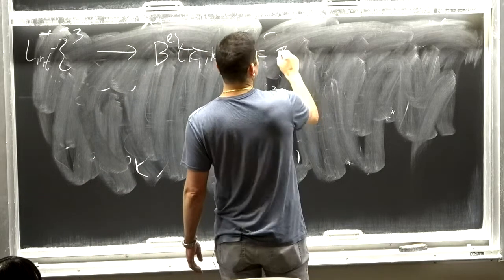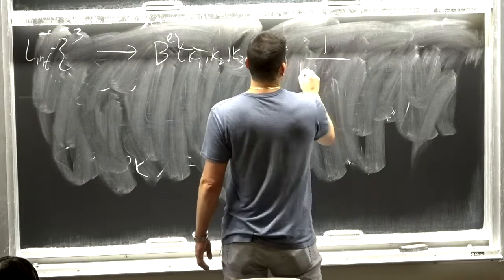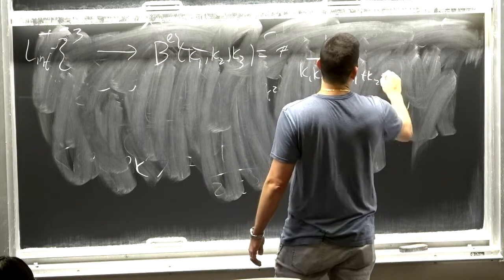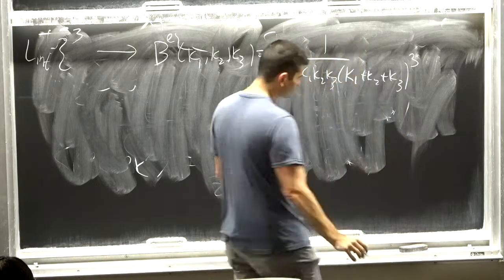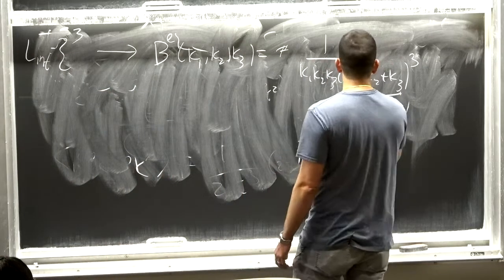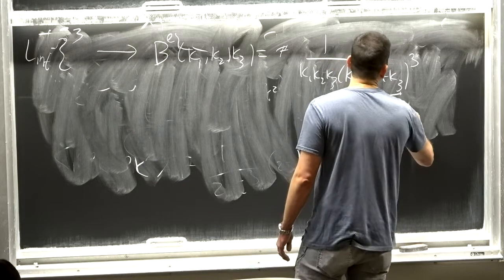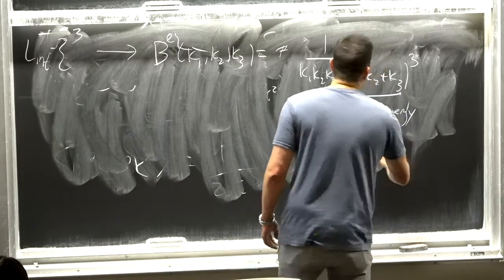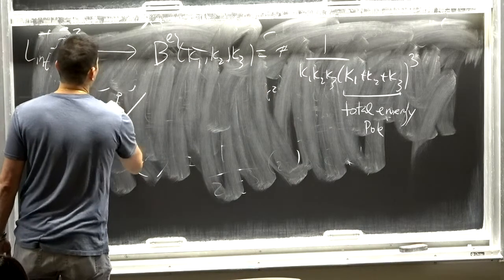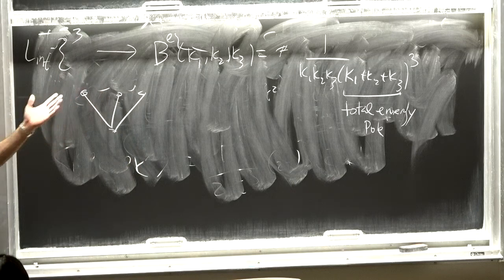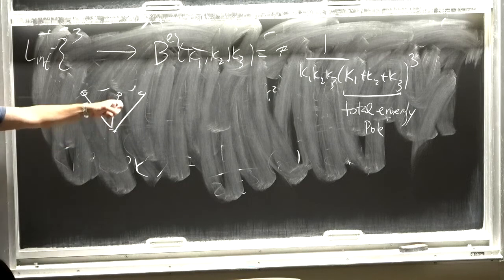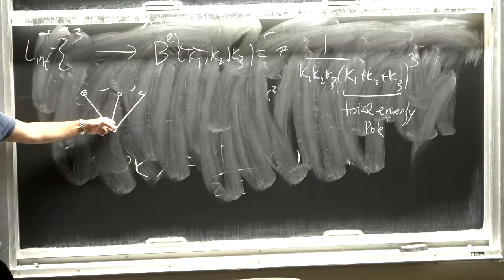I'm not going to worry about numbers. 1 over k1, k2, k3, (k1 plus k2 plus k3) cubed. This part here is called the total energy pole. It looks like the delta function you would have got if you were trying to calculate a 0 to 3 Feynman diagram, right? We're creating fluctuations from the vacuum. If I did this calculation as an in-out calculation in flat space, it would be 0, but proportional to a delta function. In de Sitter space, it's not 0.